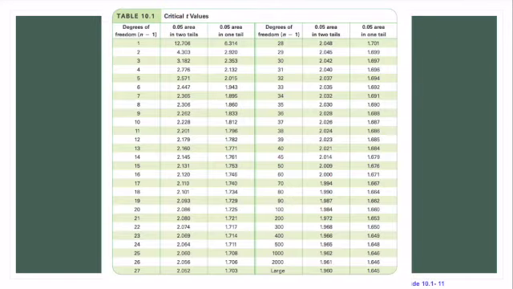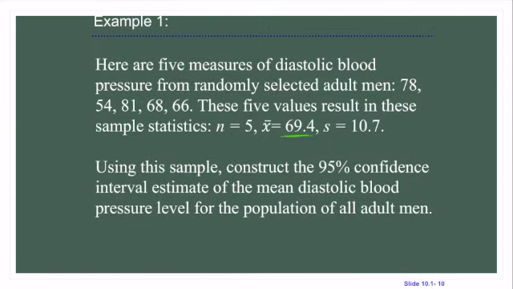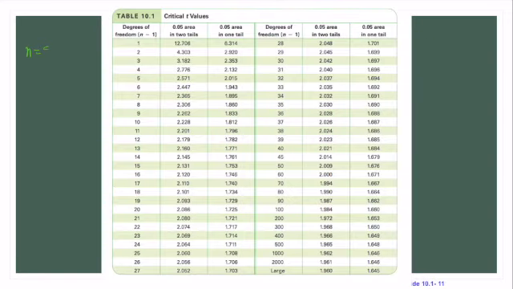So the first thing I knew, okay, is that my sample size is 5. My sample mean is 69.4. And my standard deviation is 10.7. So in order to calculate my error, which is going to be our t-value times s over the square root of n, this is my s, I need to find my t-value.